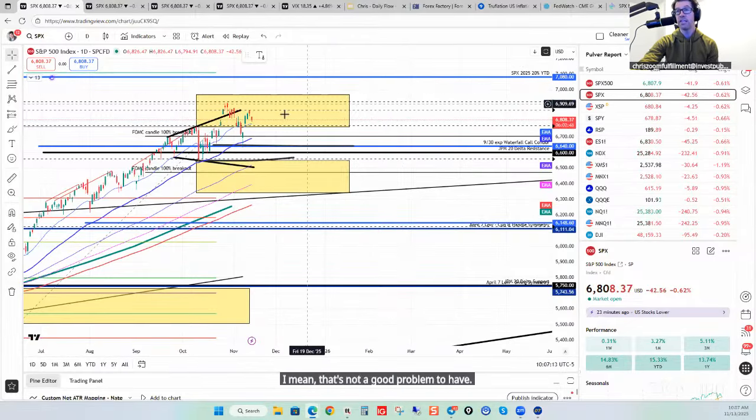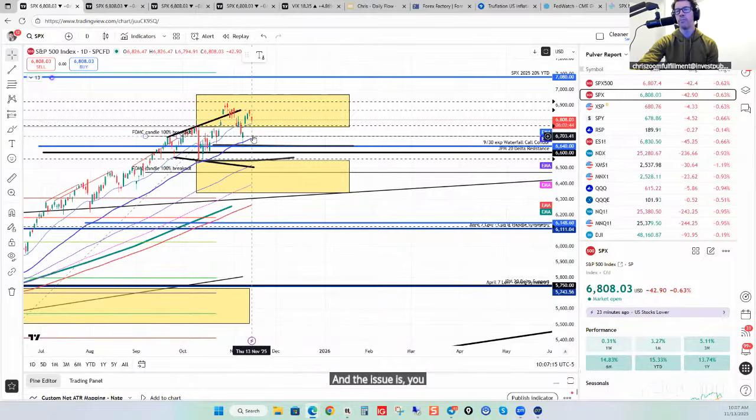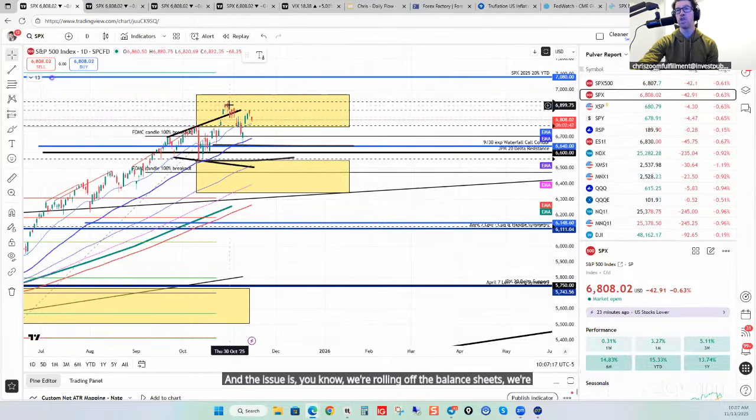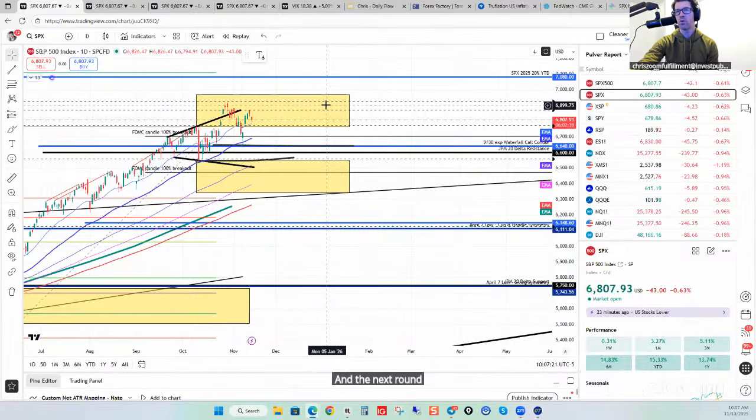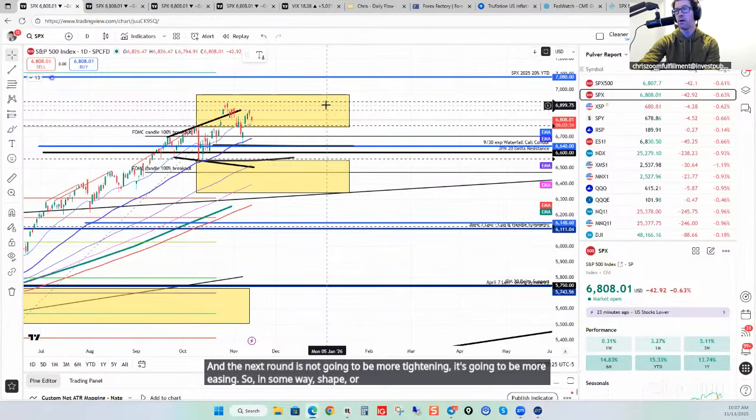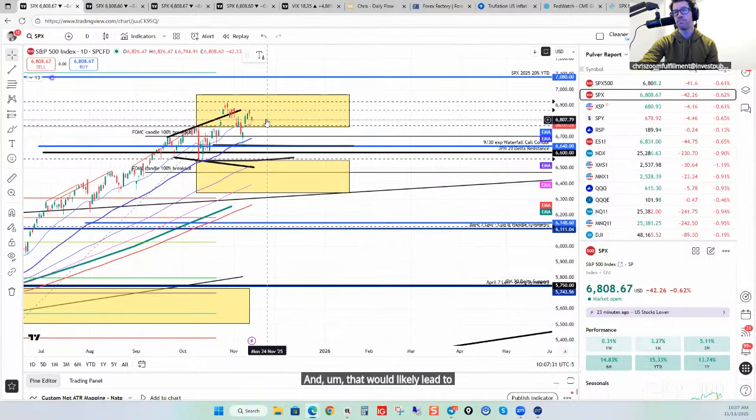And the issue is, we're rolling off the balance sheets. QT is ending, and the next round is not going to be more tightening. It's going to be more easing. So in some way, shape, or form, we're probably going to have a Fed balance sheet expansion, and that would likely lead to more liquidity into the system.